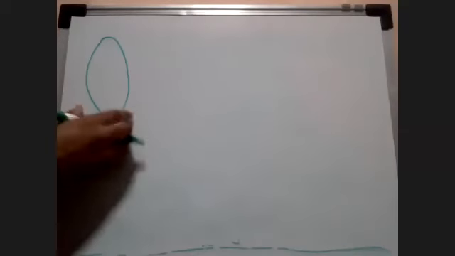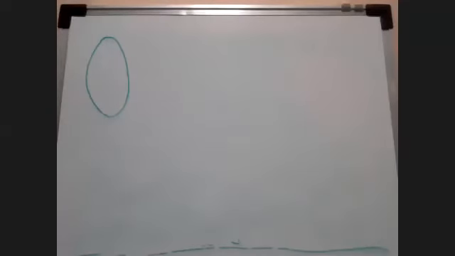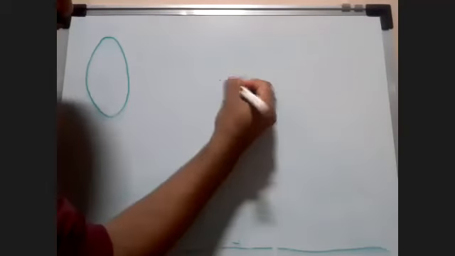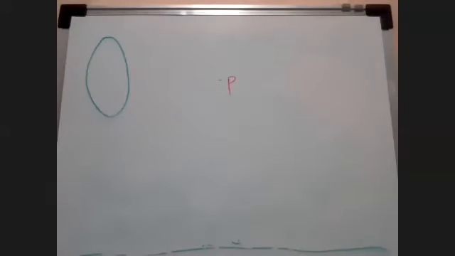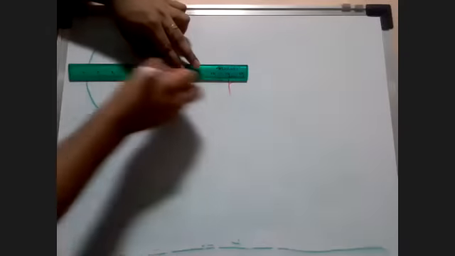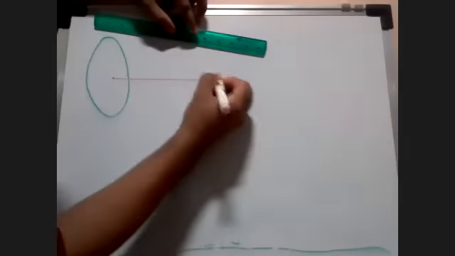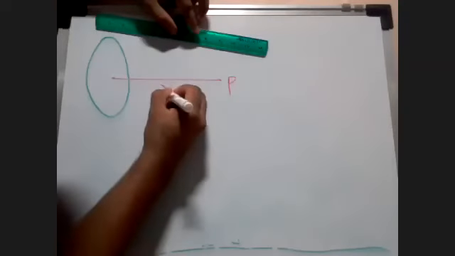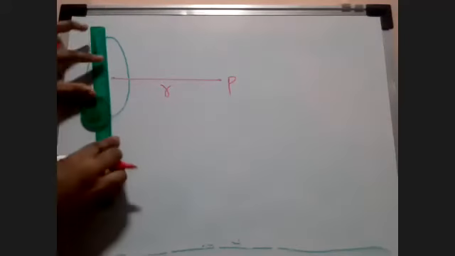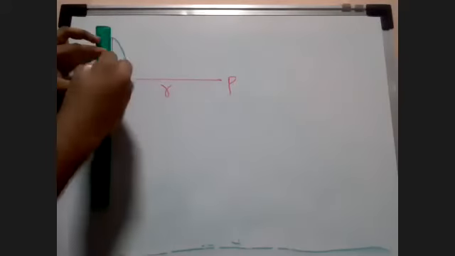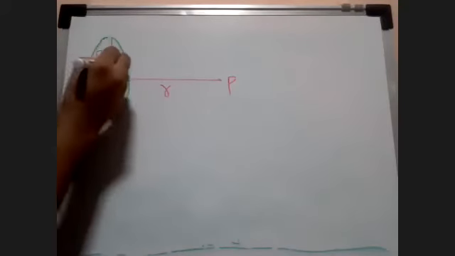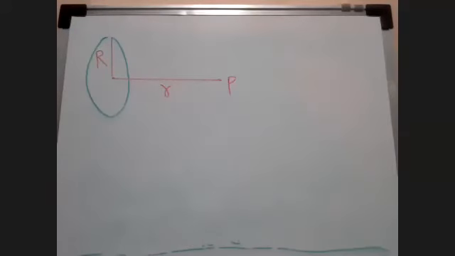Let's consider this to be a uniformly charged ring. Please mind my drawings. Let's consider there's a point over here, P. P is at a certain distance from the ring, considering this as r. Also let's consider the ring to have some radius, capital R. Mind my handwriting, it's not very good.